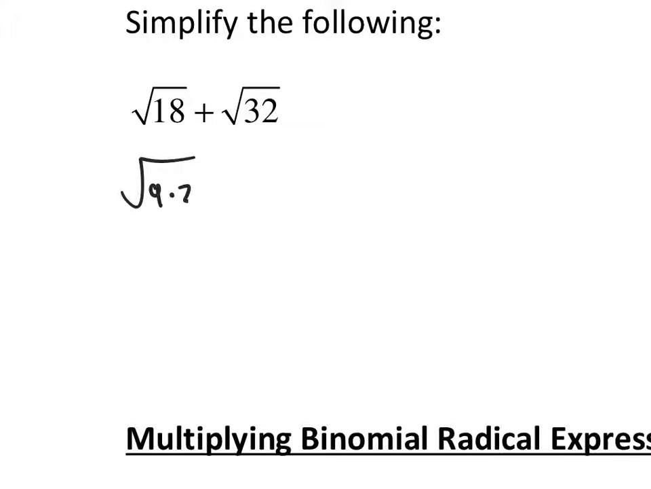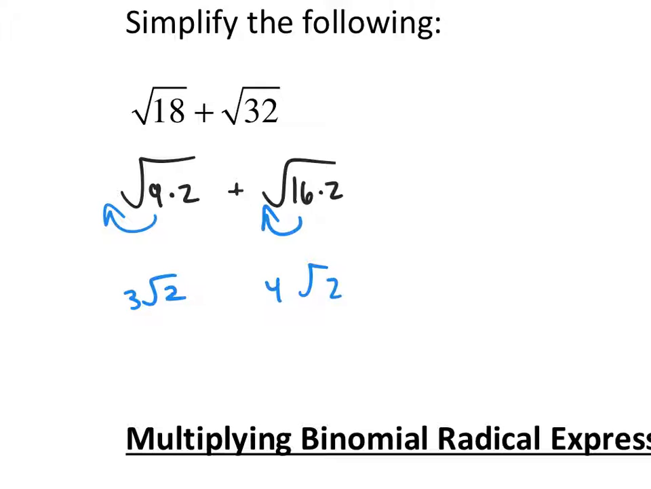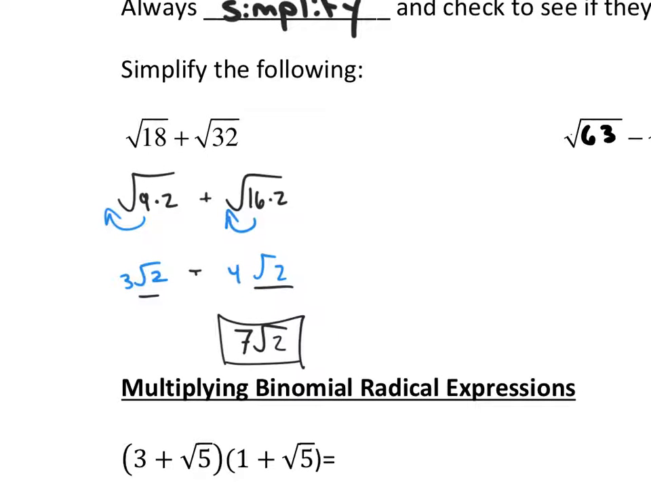For 18, we have 9 times 2. For square root of 32, we have 16 times 2. We can square root the 9 to get a 3. We can square root the 16 to get a 4. And we're left over with square root of 2 for both. So 3 of something plus 4 of something gives me 7 of that same something.